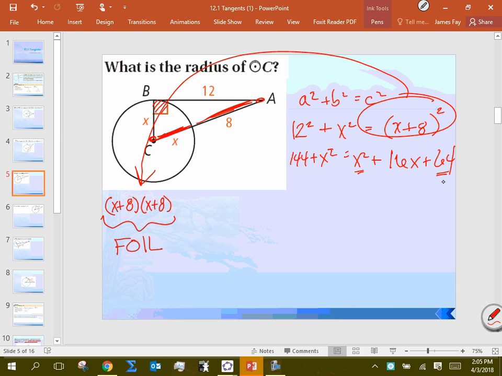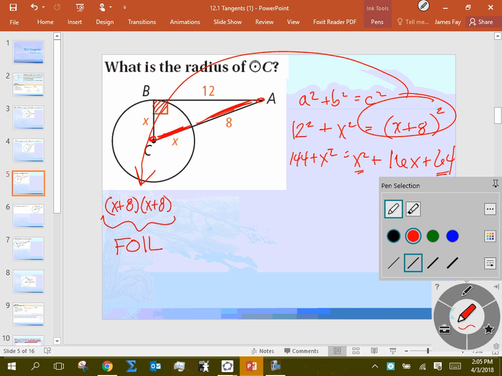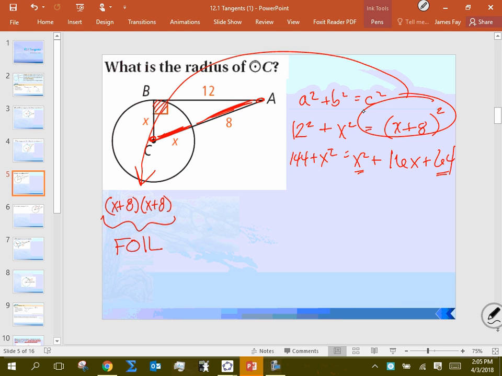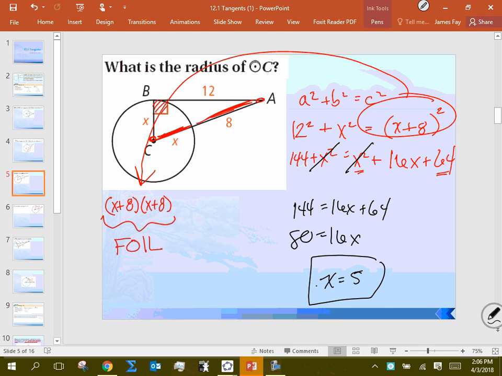So then solving this should be pretty straightforward. What's going to happen with my x squareds? Cancel out. Cancel each other out. So now it's just 144 is equal to 16x plus 64. Subtract 64 from both sides. Divide by 16. X is 5. So now we have a circle that is defined by a radius of 5, whatever, 5 inches, 5 feet, 5 miles, whatever you want it to be.